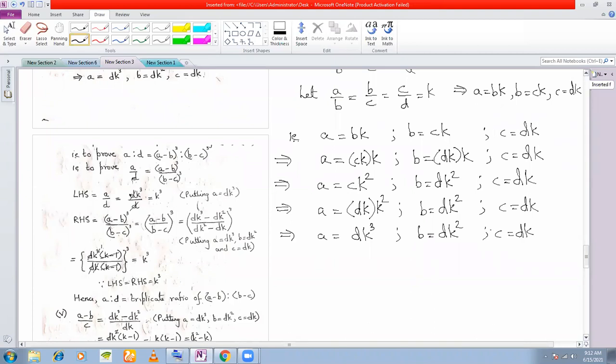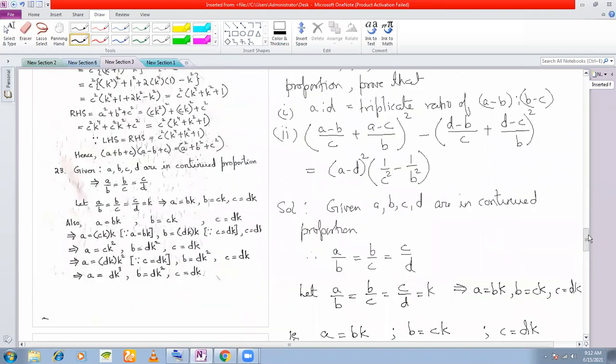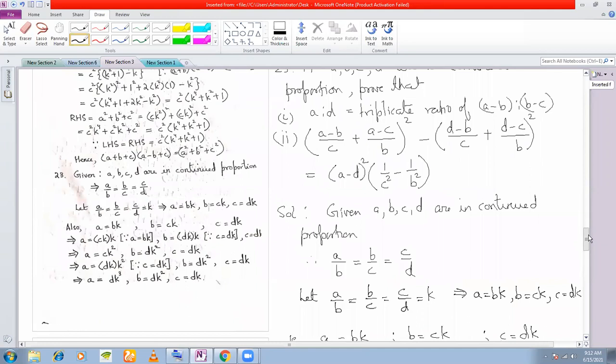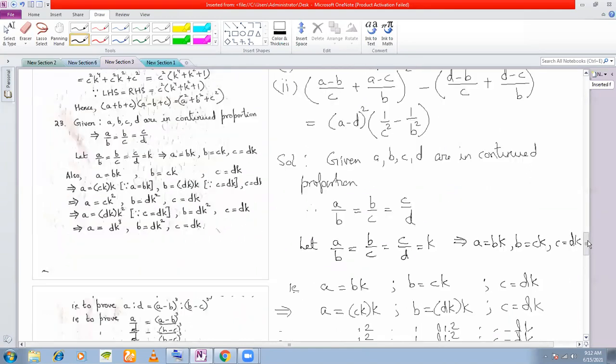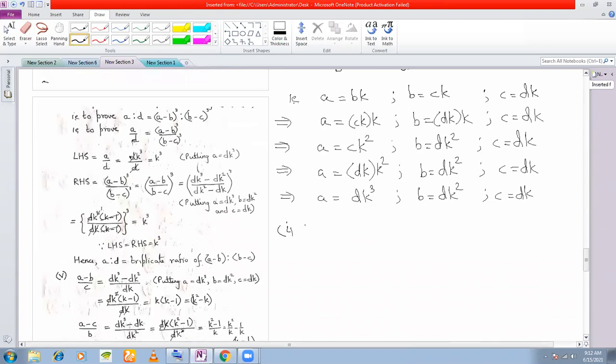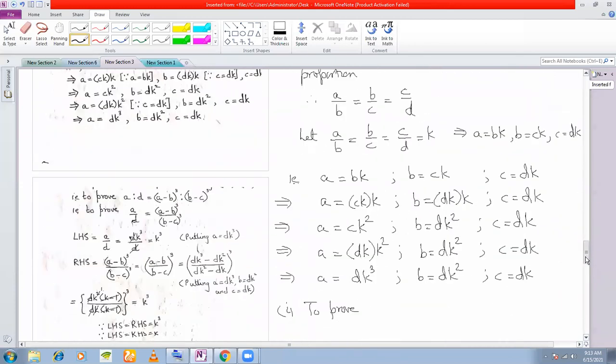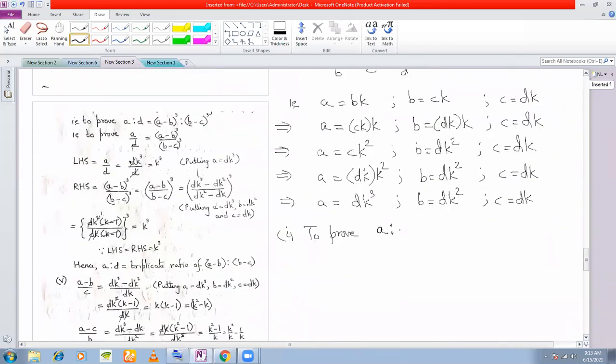Now we are ready with the values of A, B, and C to prove the results. First of all, if you see what the first question is, A is to D is the triplicate ratio of A minus B is to B minus C. That means first one, what do you have to prove? You have to prove that A is to D is equal to triplicate ratio of A minus B is to B minus C.